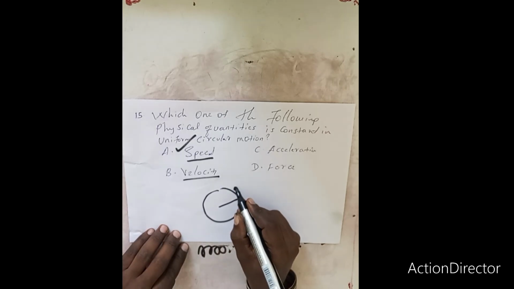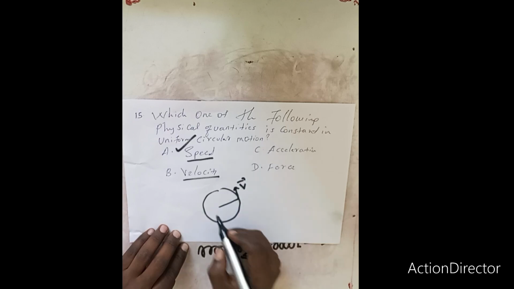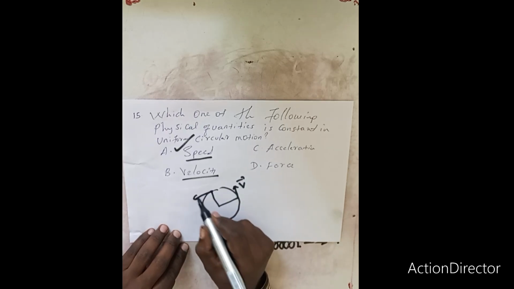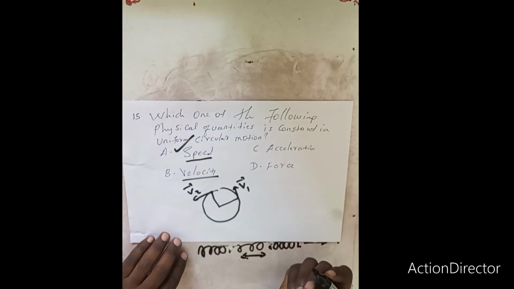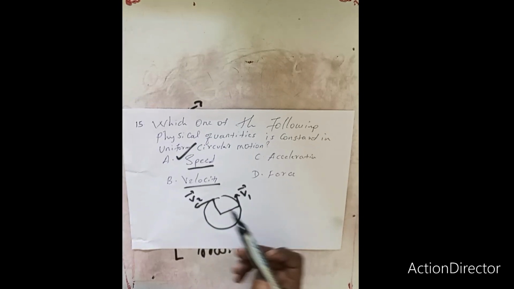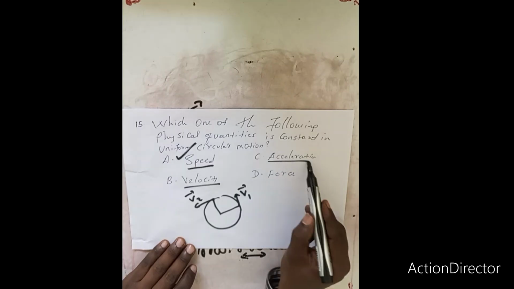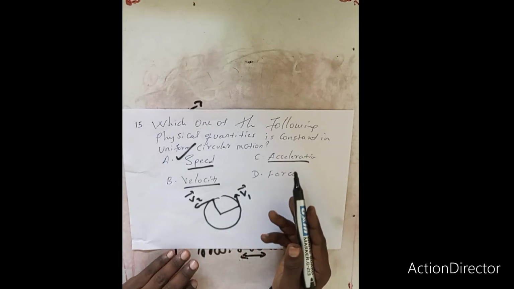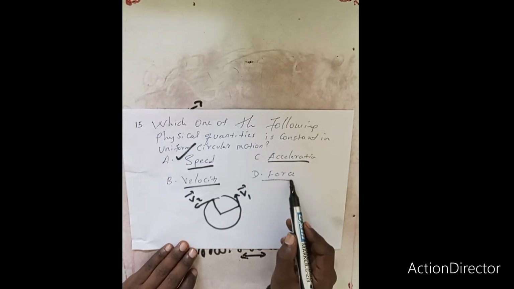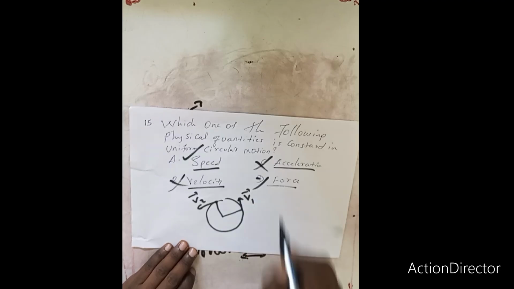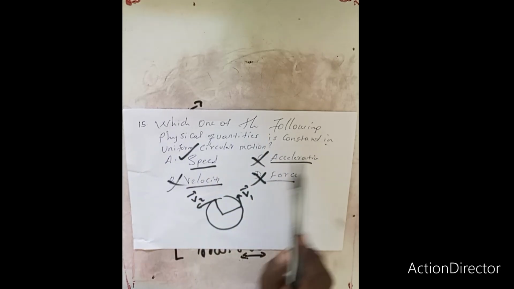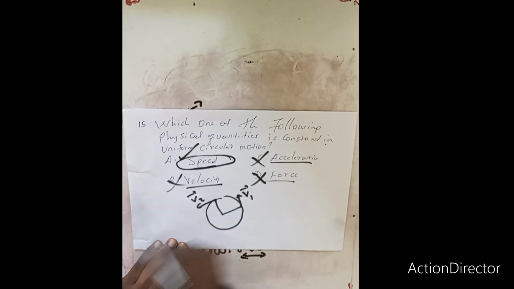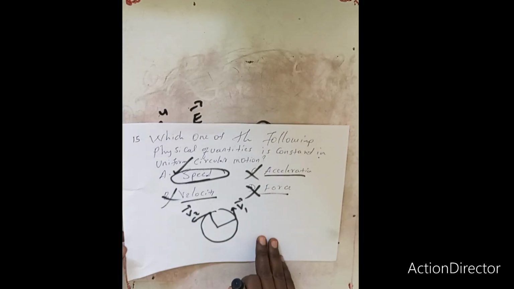So the direction of velocity here is different from the direction of velocity here. Let's say this is 2, they are different in direction, so it's not constant. Acceleration, the direction of acceleration changes, force also changes, so these are not the same. So which one of the following physical quantities is constant? In circular motion, speed is constant.